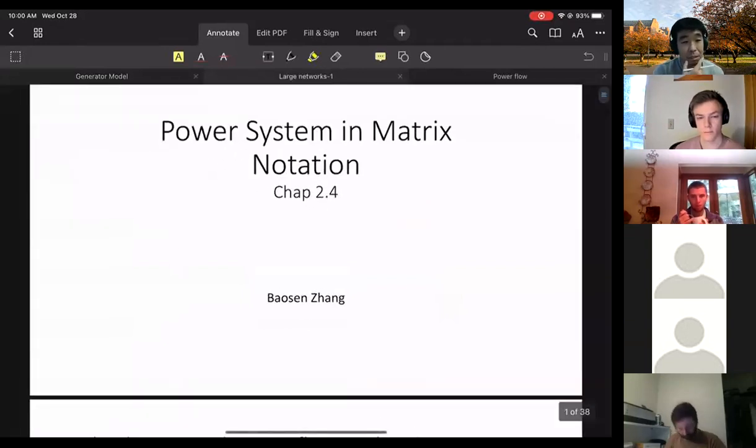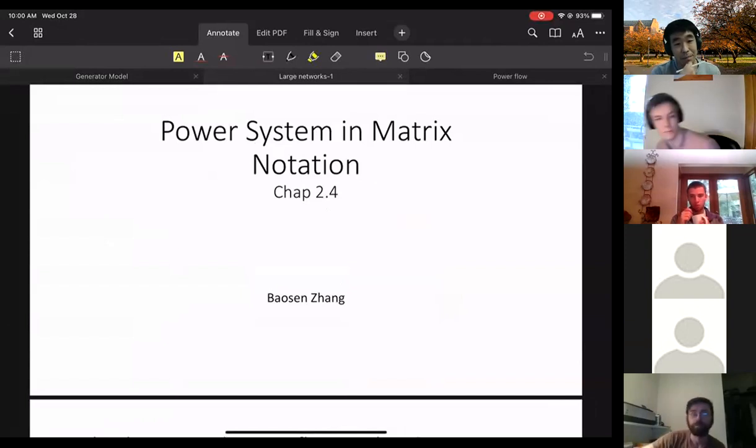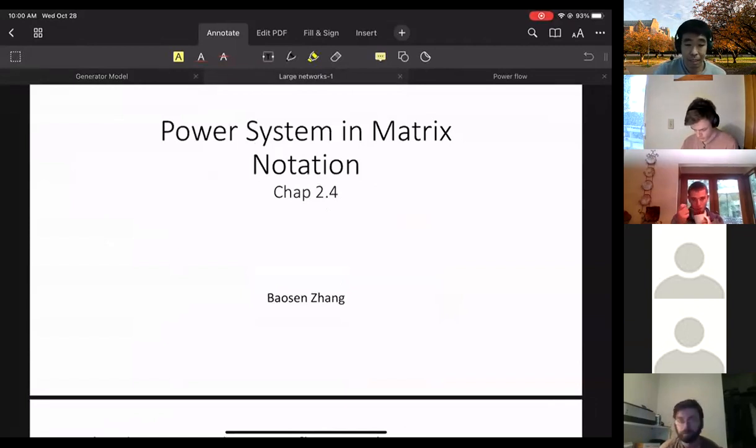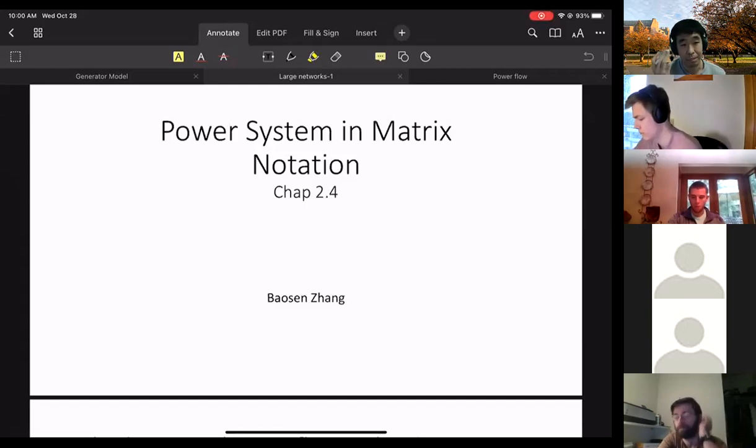This is chapter 2.4 in the book. We should really think about this as basically matrix notation for power systems. Okay, we'll do matrix notation for power systems. Matrix notation is useful because it saves us a lot of effort when we write down things and want to think about things. So this is for convenience most of the time.